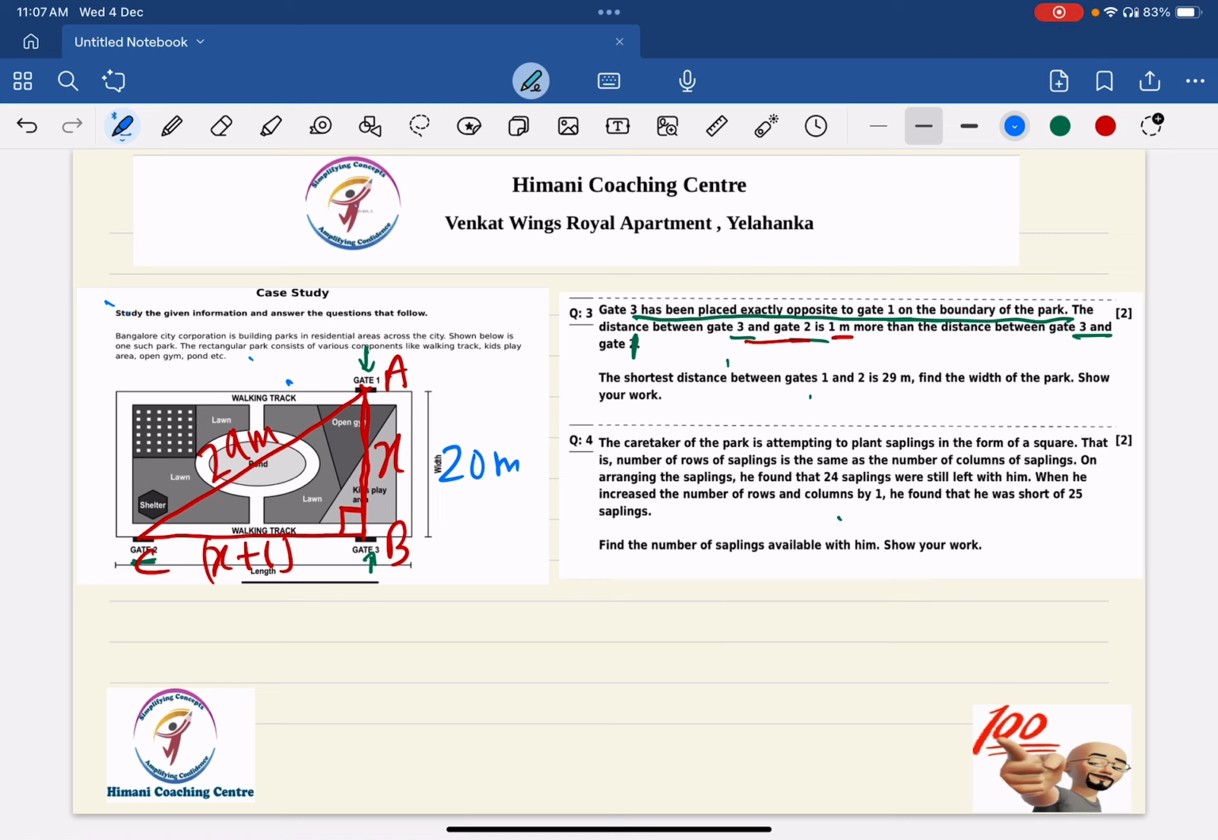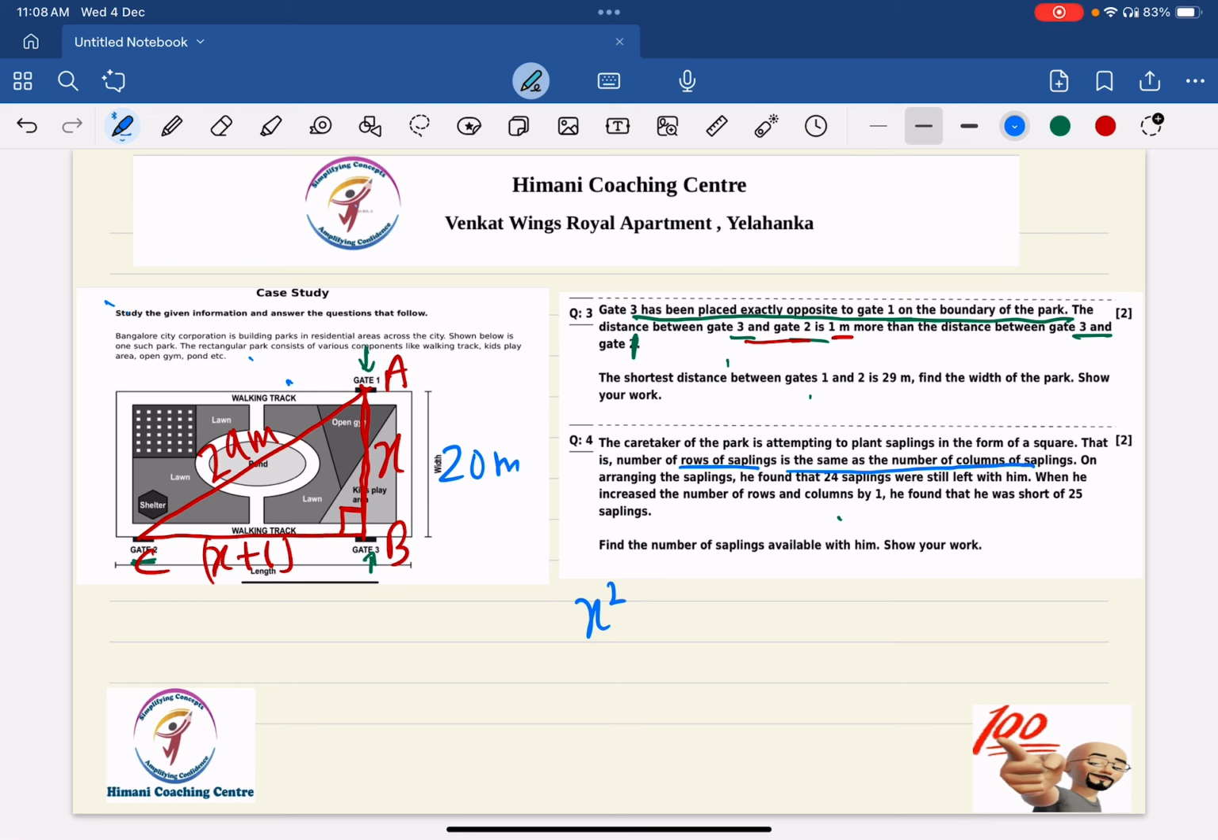So, the caretaker is keeping the number of rows of saplings the same as the number of columns of saplings. Just understand, if there are three rows and three columns, how many saplings are there? Three square. Four rows, four columns, four square. So, we will use that concept. Let there be x number of rows and the same number of columns of saplings. So how many saplings would be there in the first case? It would be x square.